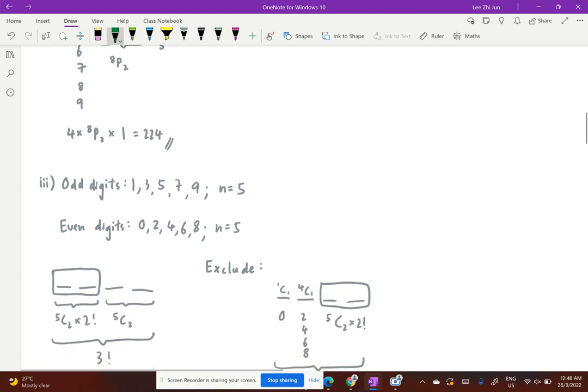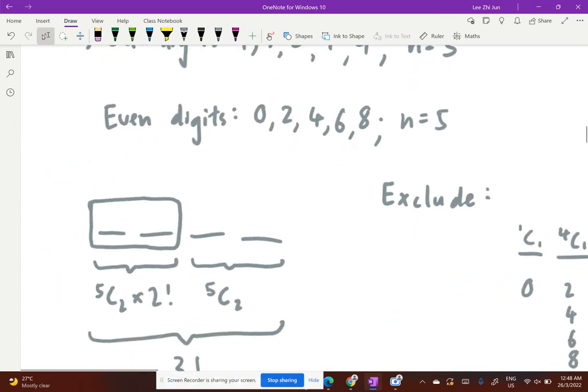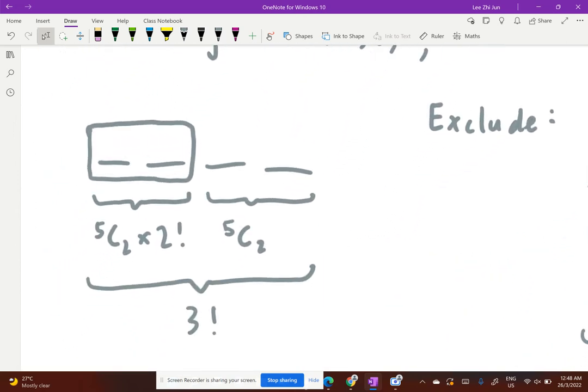So it will be like this case. Here the 2 odd digits must be next to each other. So 5C2, like if I put 1, you put 5 here, and it can be switched, like 1 and 5 or 5 and 1, so 2 factorial. Here are 2 even numbers. So I consider this as one column. So 1, 2, 3, there are 3 columns, so 3 factorial more to it.